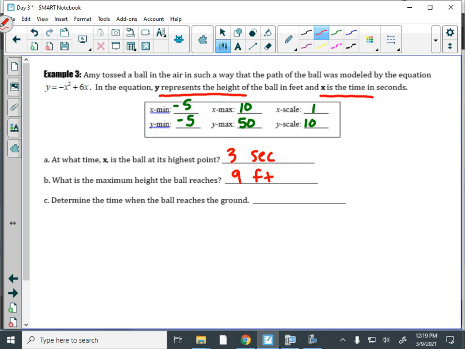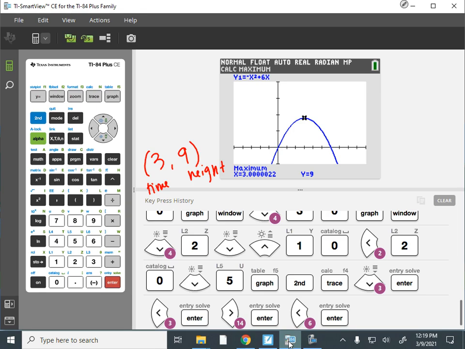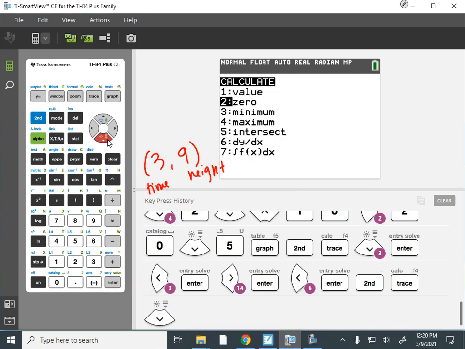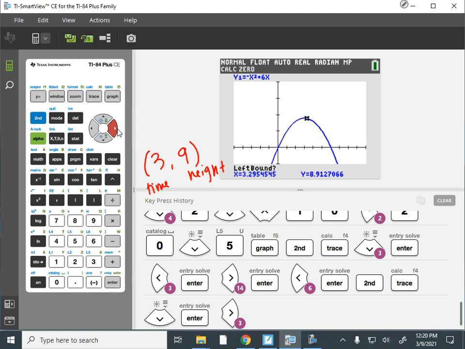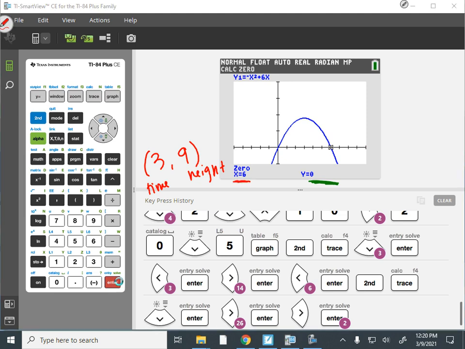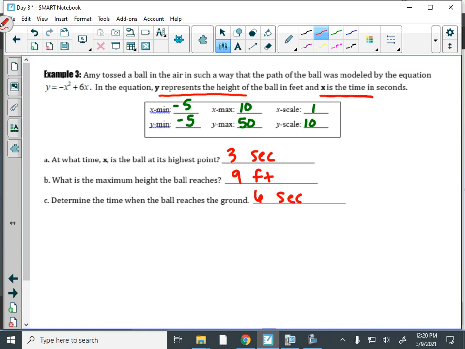And then C says determine when the ball reaches the ground. That means we need to find the x-intercept. So we go second, trace, 0, enter. And again, as I'm approaching the x-intercept, I'm approaching it from above, so I'm going to start above. And I can tell I'm above because my y value is positive. So enter. Go below. I know I'm below because my y value is negative. Hit enter, and just hit enter again. And it looks like it hits the ground after 6 seconds. And there you go. There's example 3.